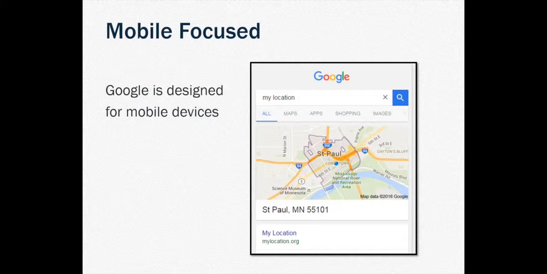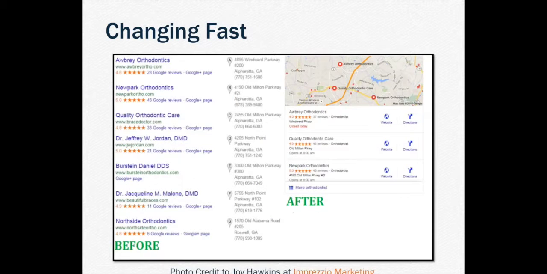Google is obviously the most common example, but all of these search engines and social media sites want to serve mobile users well. Then another key thing is that things are changing. You have to keep your eye on the news, on the changes, on the way search pages are laid out.